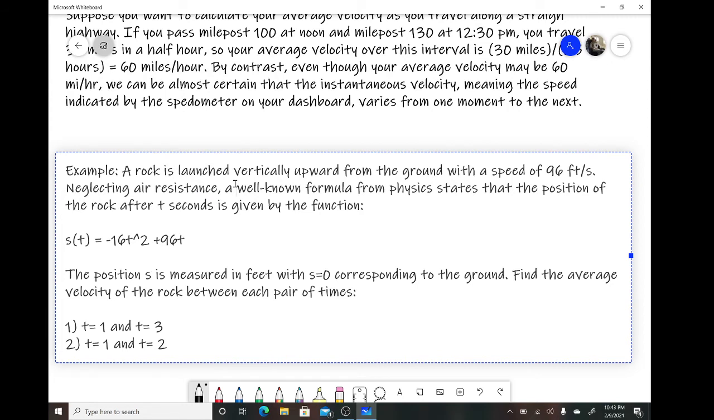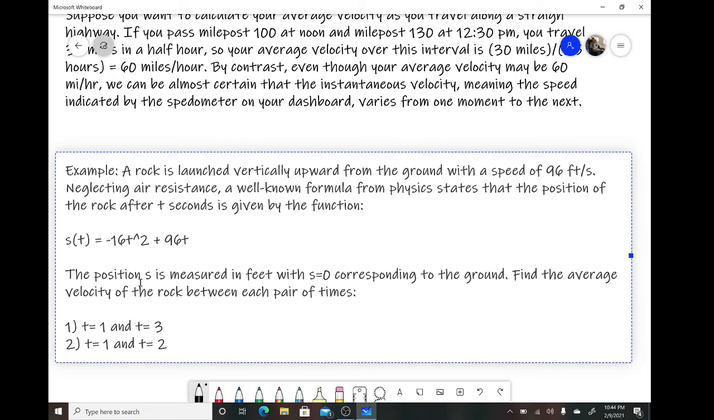From physics, we have a nice formula that states the position of a rock or any object thrown after t seconds, and that's given by the function s of t equals negative 16 times t squared plus 96t. Now, the position s is measured in feet, with s equals 0 corresponding to the ground.